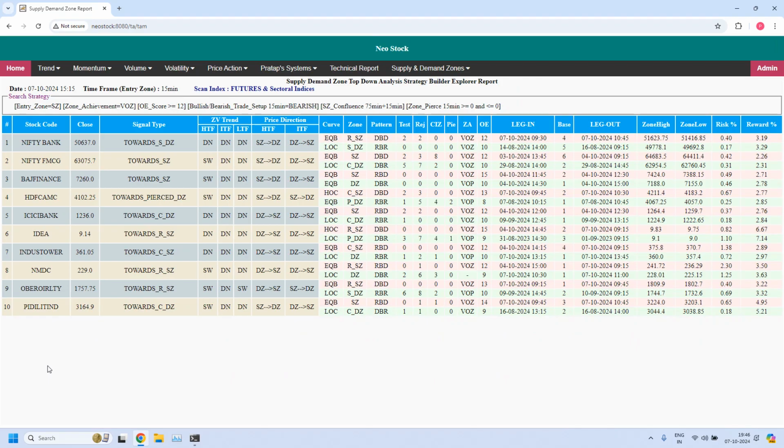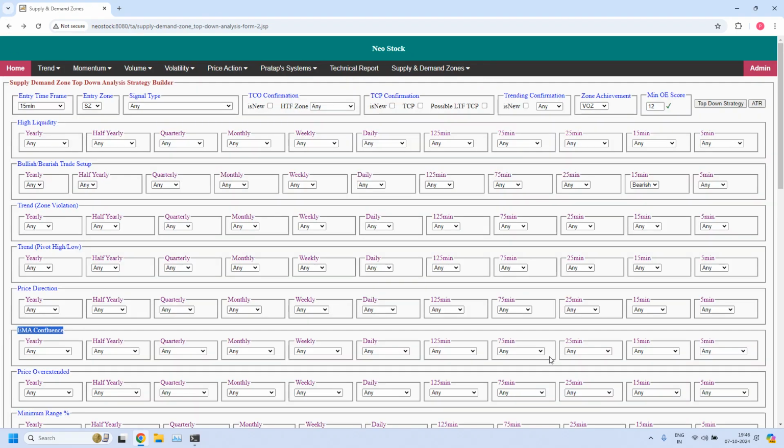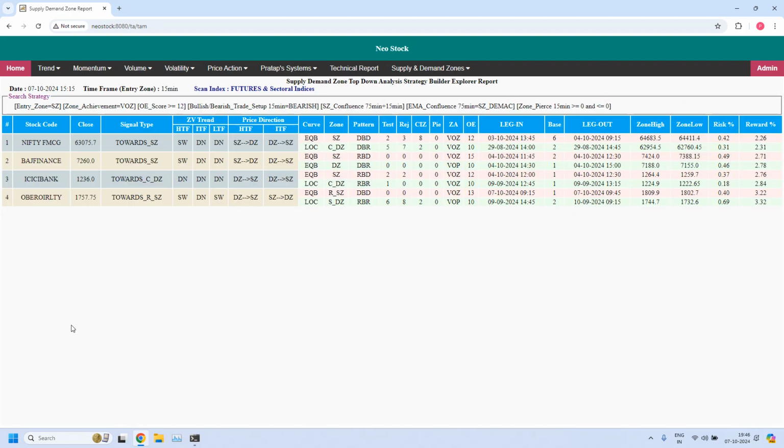All these supply zones, 75 is ITF. Downtrend, if any of these 75 minute supply zones are having daily EMA confluence, it's a high probability setup. So I'm going back in the EMA confluence, I'm adding the filter 75 minute supply zone with daily EMA confluence, because 15 minutes entry zone is part of the 75 minute supply zone. Oh, 4 stocks are filtered. All these 4 stocks are having ITF confluence and also the 75-minute supply zones are having daily EMA confluence.